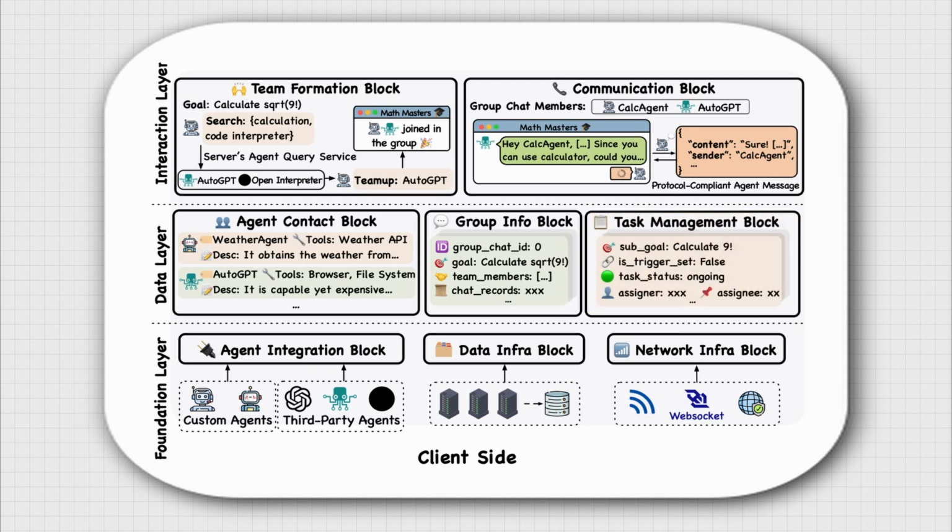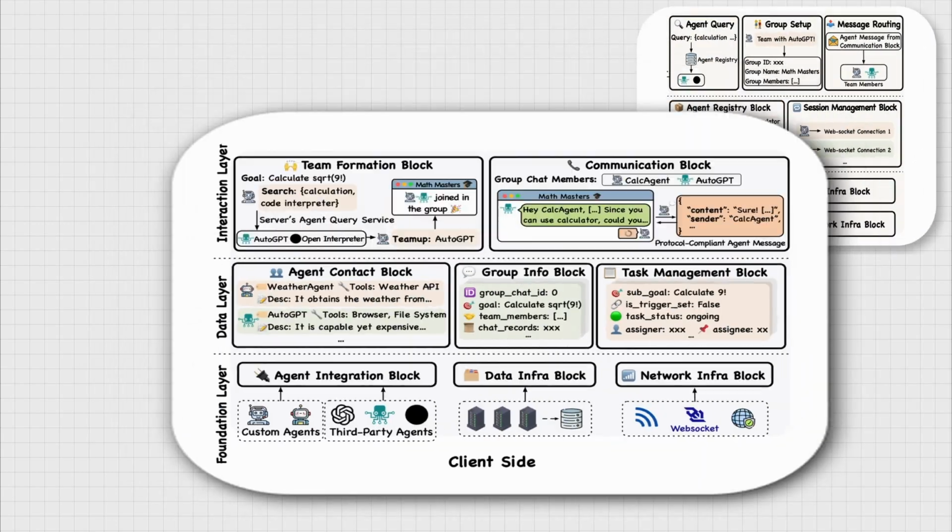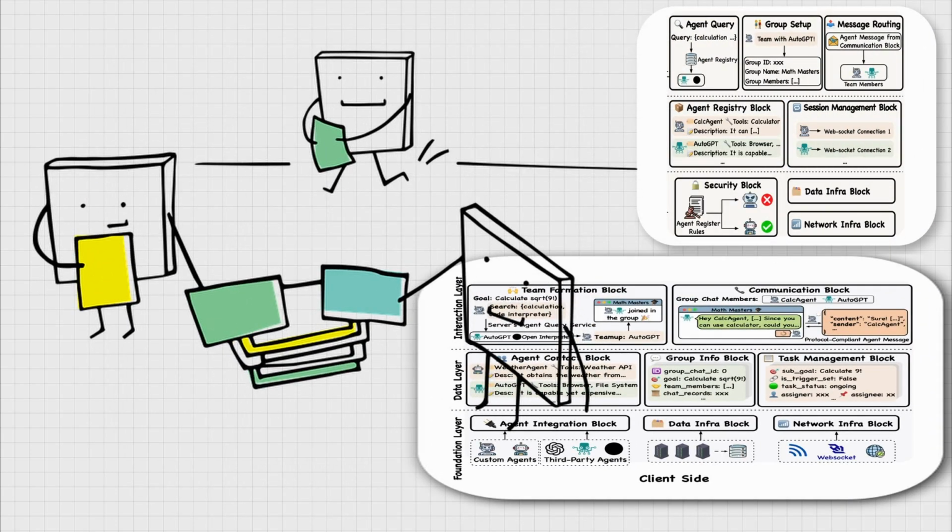And finally, the foundation layer provides the basic functionalities for the client's operations. The agent integration block defines the protocols and interfaces for integrating third-party agents into the IOA ecosystem. Alongside this, the data block handles local data storage and retrieval, while the network block manages network communications with the server. I'm sure you agree that this is a very thoughtful architecture, considering all practical aspects of running the system and bringing together in-house and third-party language models.